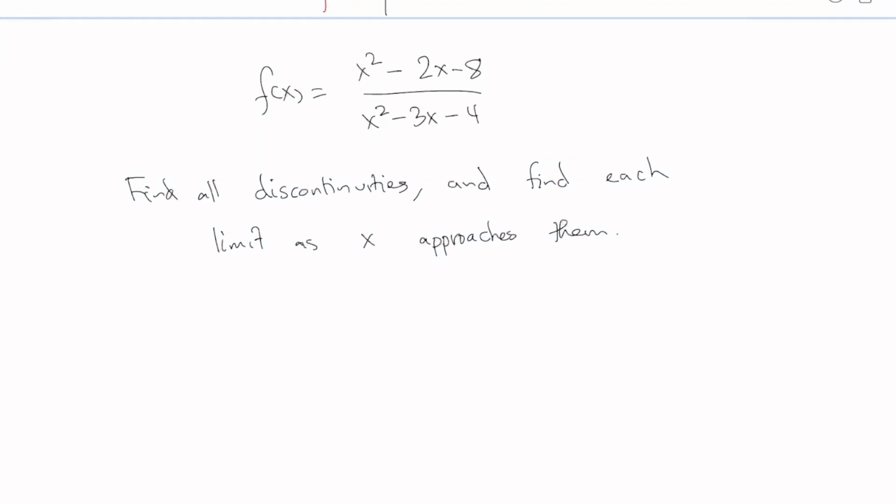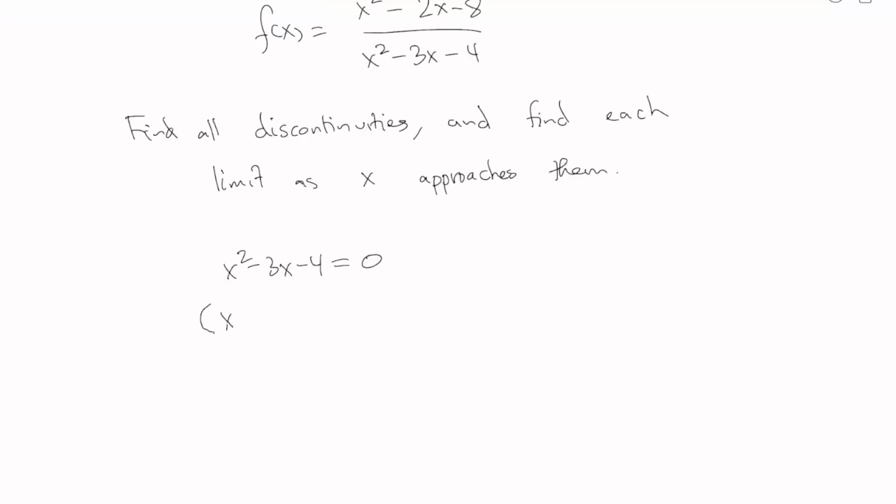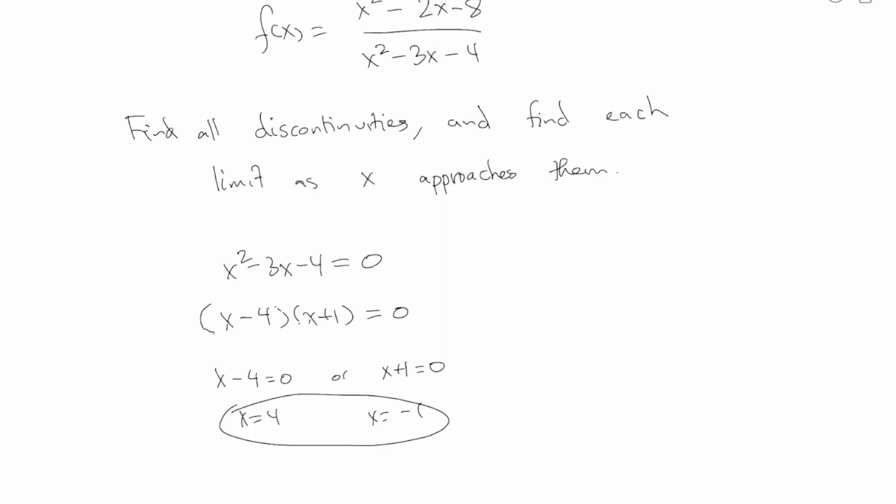We need to start by finding what makes the denominator 0. So you should set this up. Set the denominator equal to 0. This you have to factor, and I saw most people factored properly, like so. Having factored this, you can solve for x. So x minus 4 is 0, or x plus 1 is 0. This means x equals 4. This means x equals negative 1. So these are my two discontinuity points.